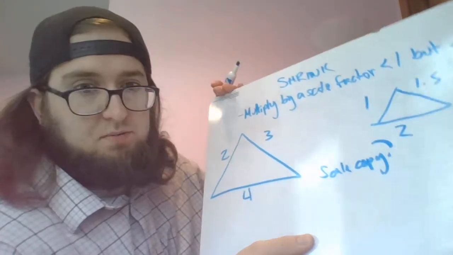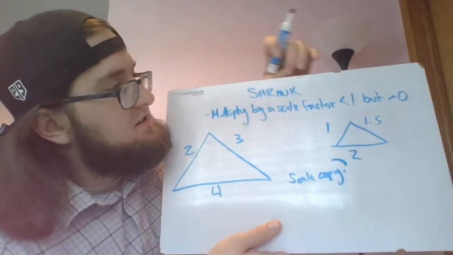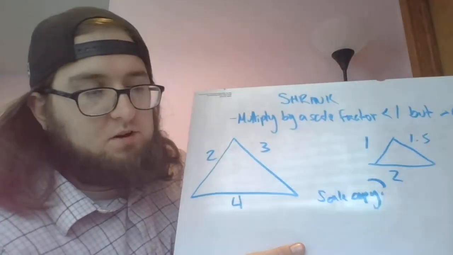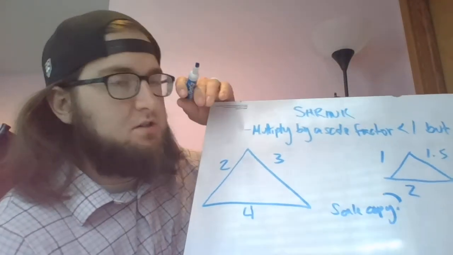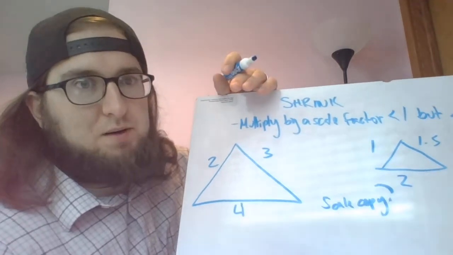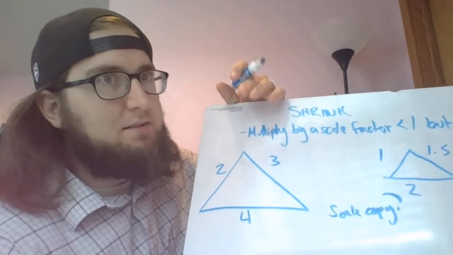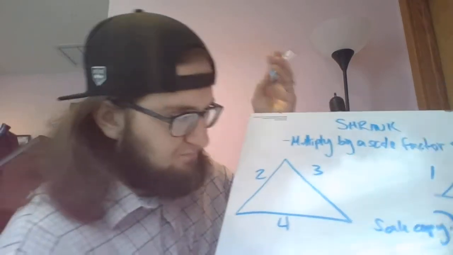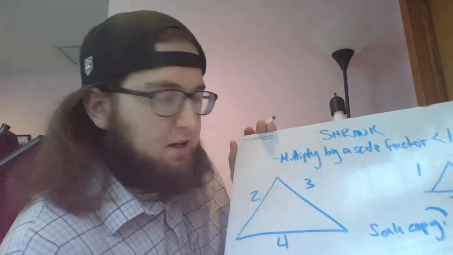No, you're always multiplying by a scale factor. So you're going to multiply by a scale factor less than 1, but greater than 0. Well, what's less than 1 but greater than 0? A fraction or a decimal. So when you multiply by a fraction, technically you are dividing. I mean, there's that there. You can be dividing, but we always want to be multiplying, okay?